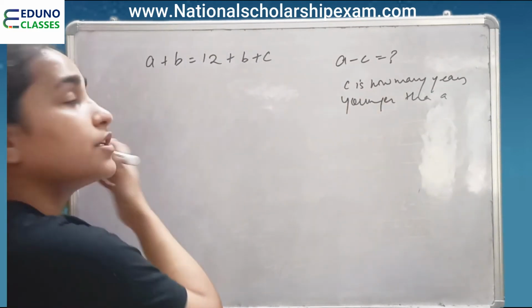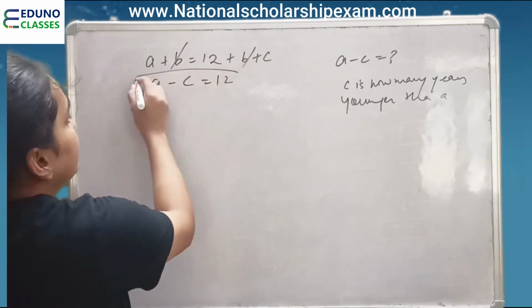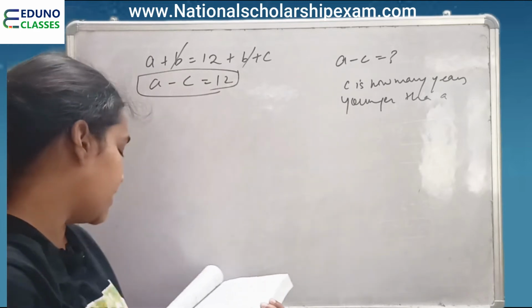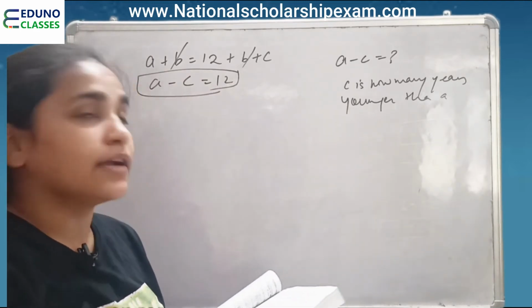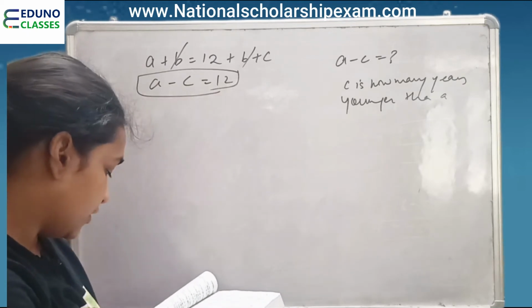We have made this equation. Now B and B will get cancelled. A minus C is equal to 12. So 12 is the answer. Your options are 12, 24, and none of the above. So 12 is the answer. Now let's move on to the next question.